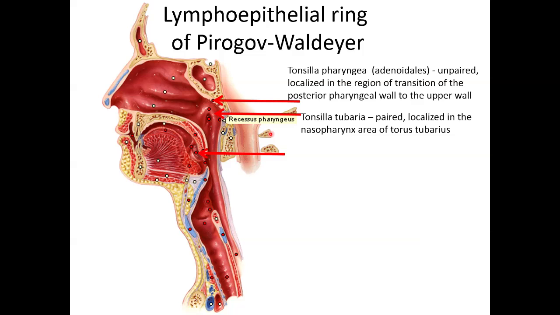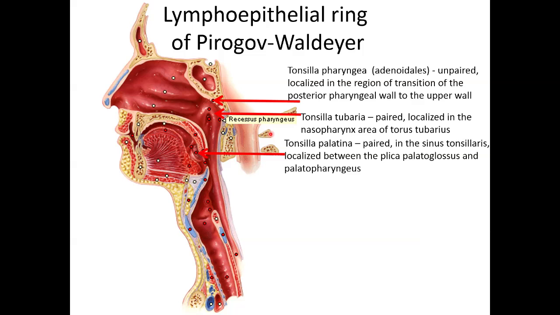Then the next, tonsilla palatina, which is paired, located in sinus tonsillaris between the plica palatoglossus and palatopharyngeus. This is plica palatoglossus, and here is plica palatopharyngeus, and between them we can find tonsilla palatina.